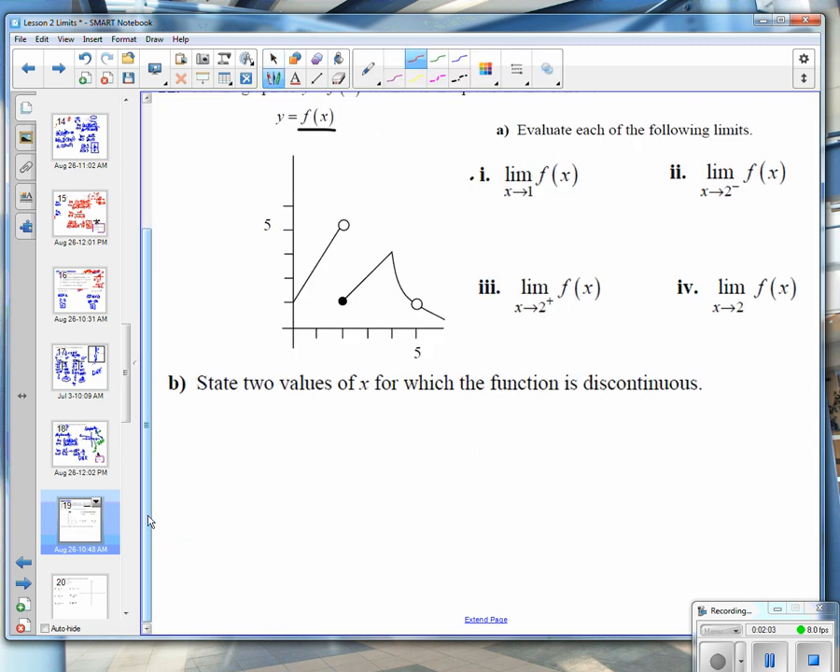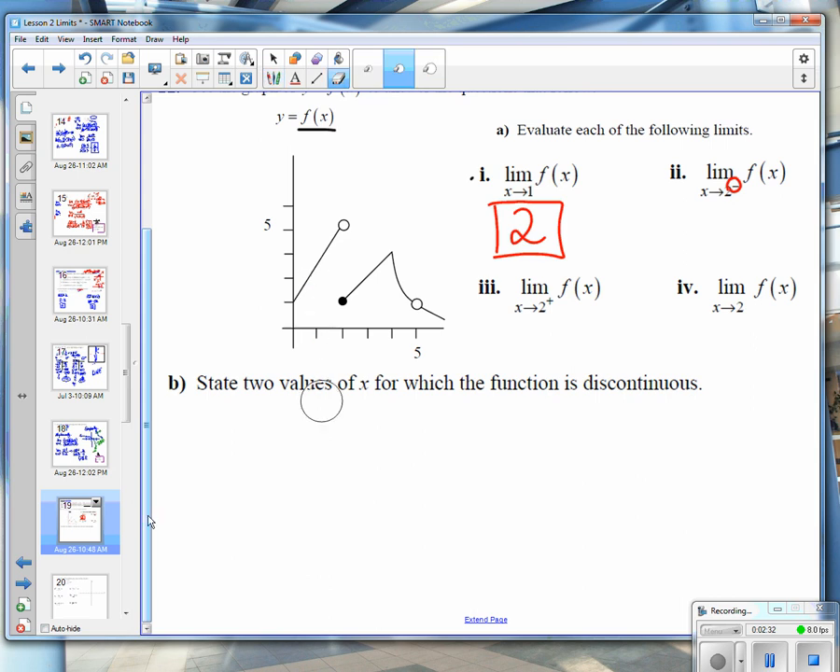Remember, we've done this a million times now. We look at when x is equal to 1, follow our graph up, and see what our y value is. I know the graph's a little bit off, but we can assume that the limit is equal to 2. The next one asks, what is the limit as x approaches 2? And don't forget what this little negative sign means. That means from the left.